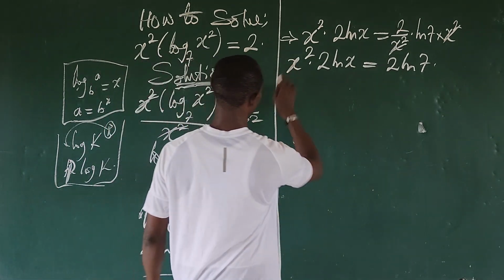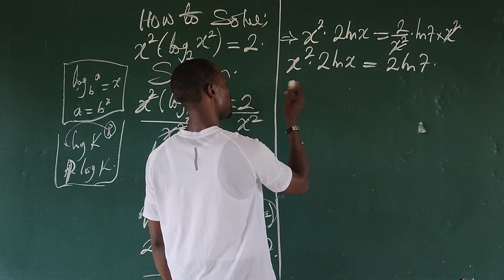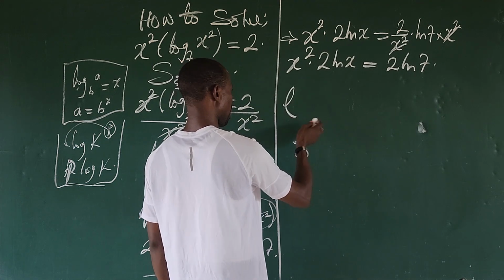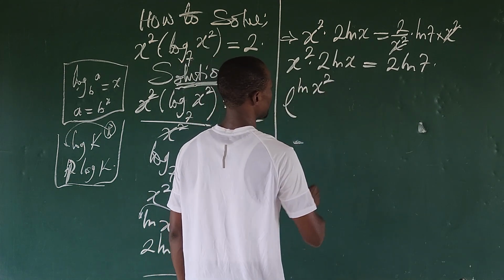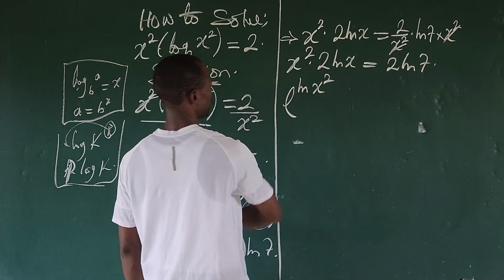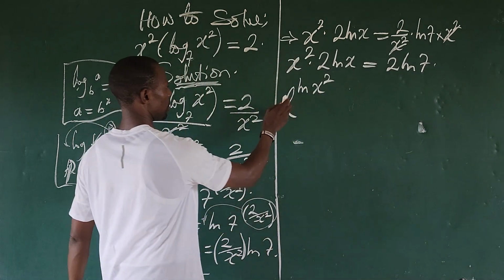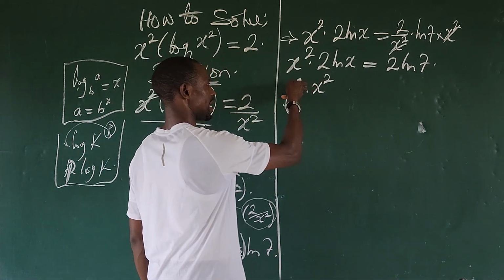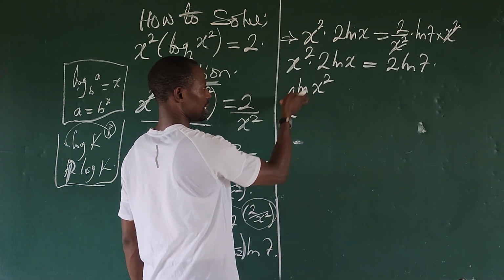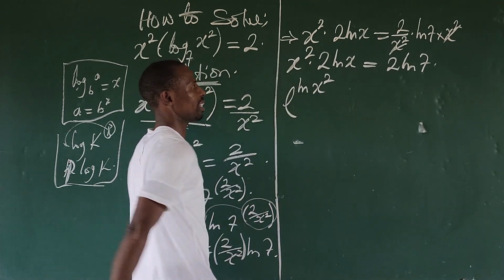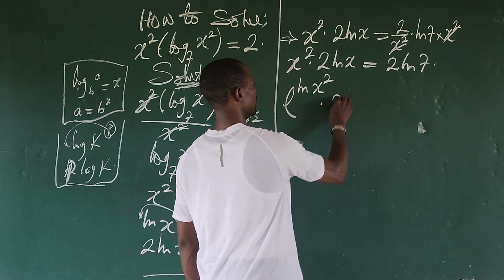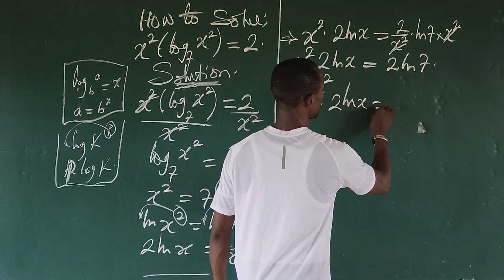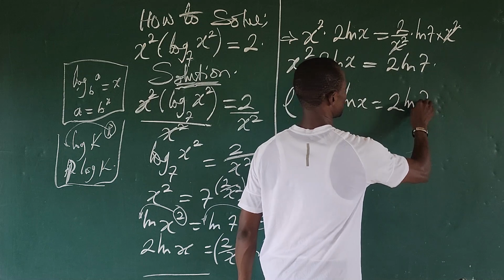Okay, so we just have to rewrite this system here. So we know that e to the power of ln of x to the power of 2 is the same thing as x to the power of 2. We all know that, because e to the power of this ln here is base e. So this will leave the system to give us x to the power of 2 back again. Okay, so this is the same thing as x to the power of 2 times this, equals 2 ln of 7.